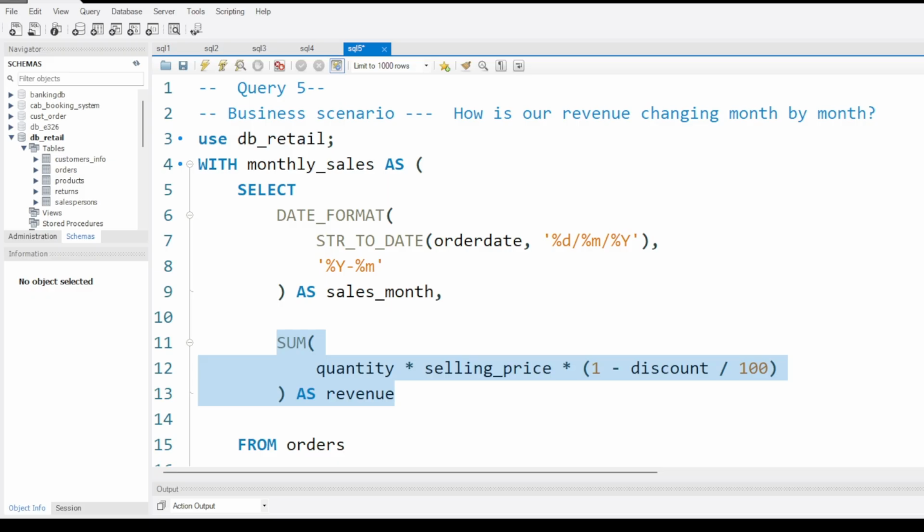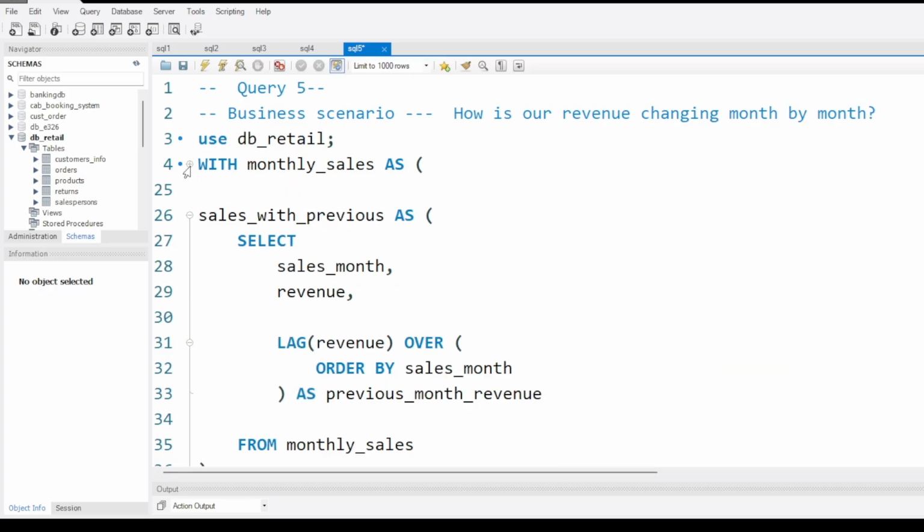Step 2. Use lag. Now comes the important part, the lag function. Lag allows us to bring the previous month's revenue into the current row. For example, February can see January's revenue and March can see February's revenue.